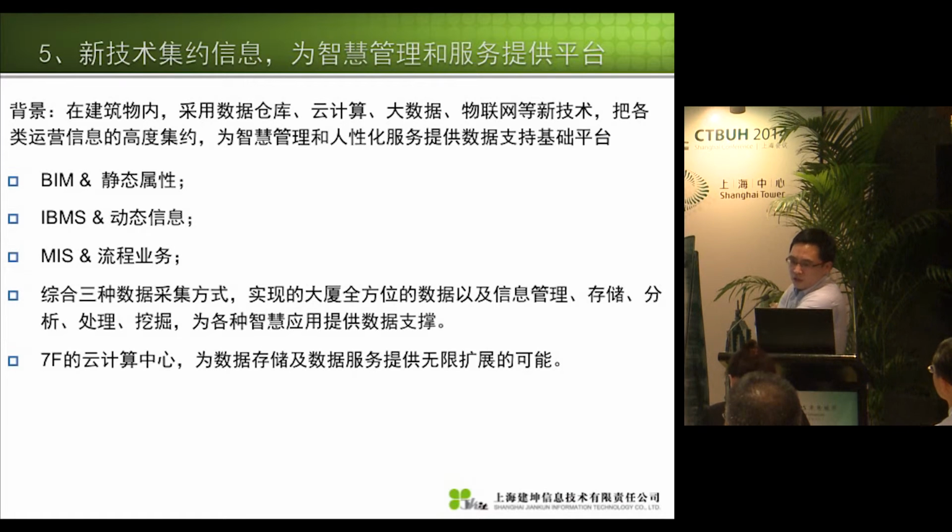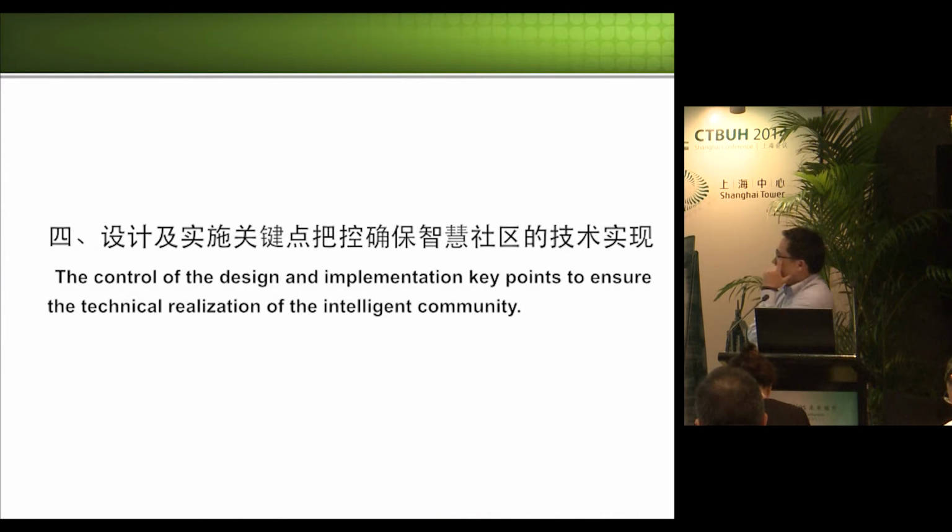So, and also we have centralized our new technologies. For example, in our BIM system, all these static characteristics have been stored. IBMS has provided dynamic information of all facilities. This helps us to monitor the entire procedures and processes. And also the cloud computing system on the 7th floor has also provided us with limitless possibilities for the future expansion of data storage and data services.